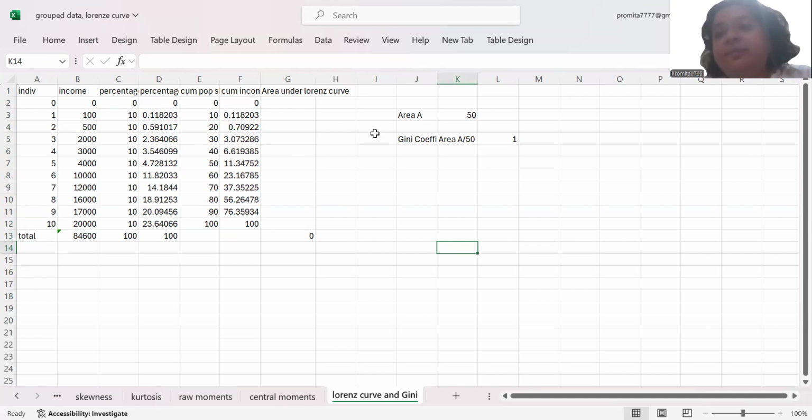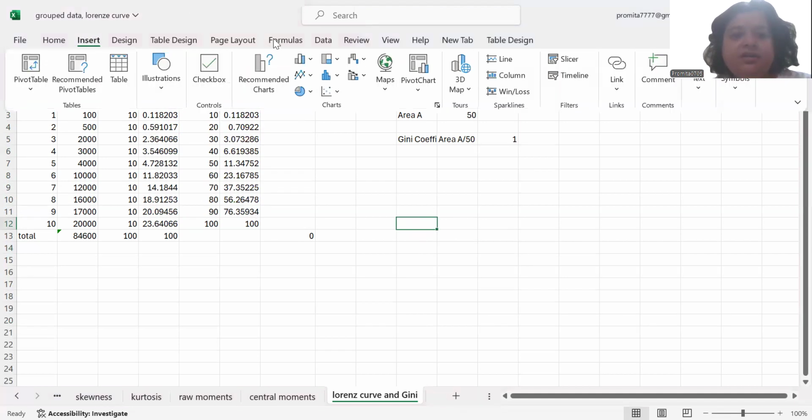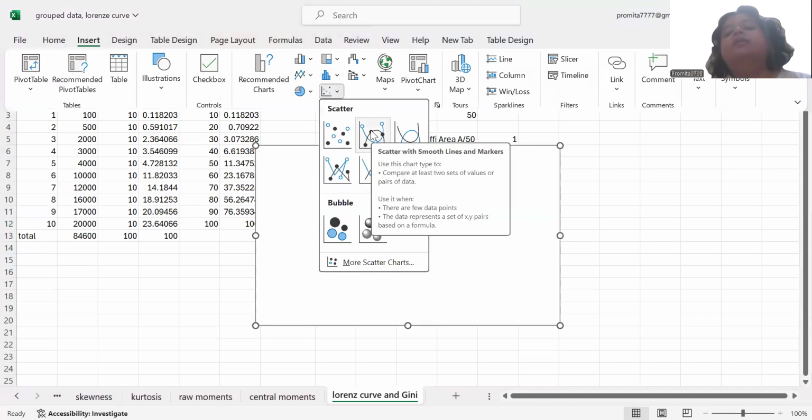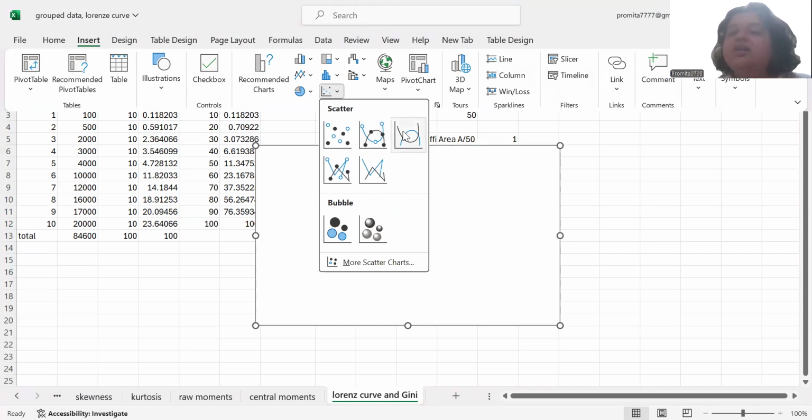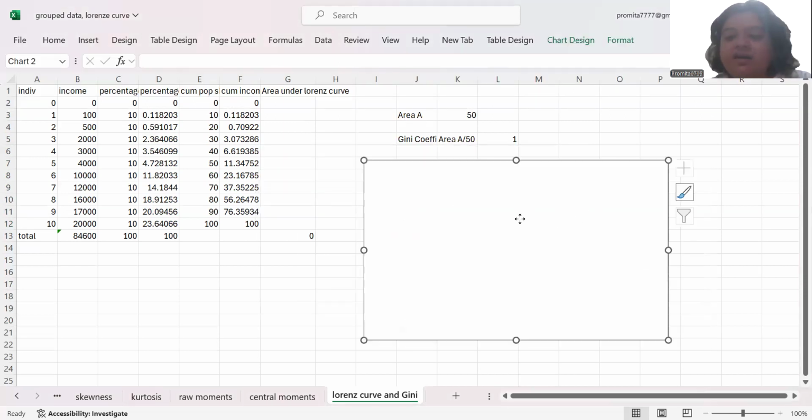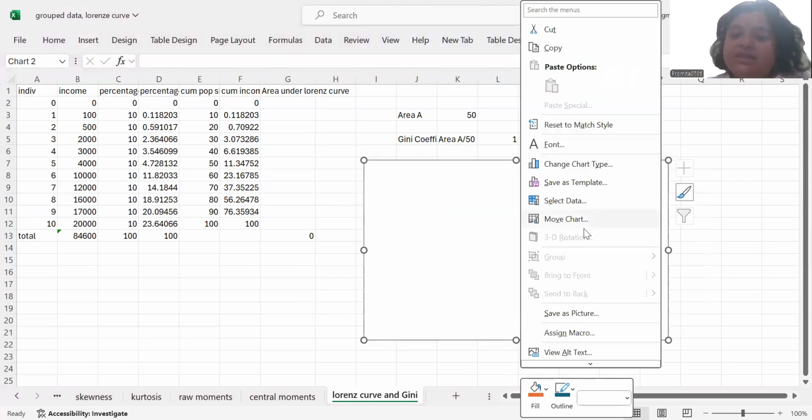So next we will be showing you how you can make the Lorenz curve. So insert, you will be using scatter plot here to make the Lorenz curve. Scatter plot with smooth line. You can either use smooth line and markers, or just a smooth line. Here I am taking the smooth line and markers. So we select the data.